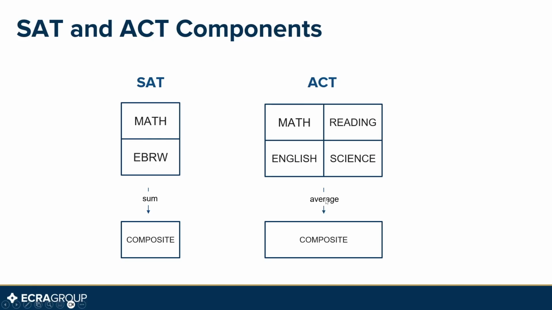So the first thing that we need to cover is that, as you all know, the SAT has a mathematics component and an evidence-based reading and writing component, and those sum to a composite score, while the ACT has a math, reading, English, and science score, and those are averaged to arrive at a composite score.